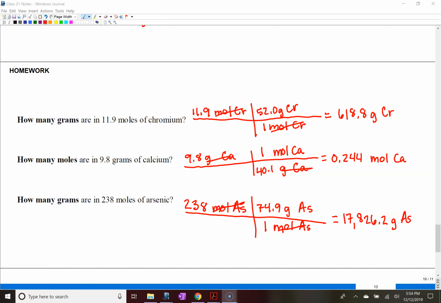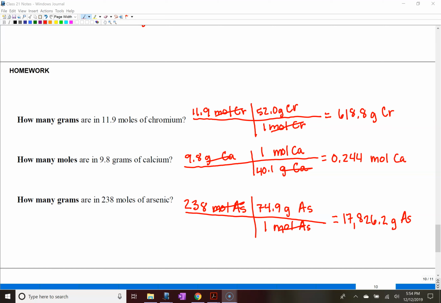How many moles are in 9.8 grams of calcium? In my given box, I'm going to have 9.8 grams of calcium. I'm going to carry down grams of calcium and carry up moles of calcium. And I am going to see that from my definition, 1 mole of calcium has a mass of 40.1 grams, which is going to give me a total of 0.244 moles of calcium.